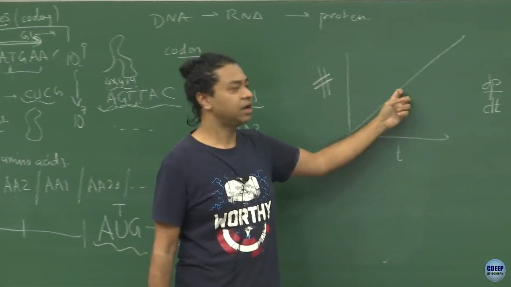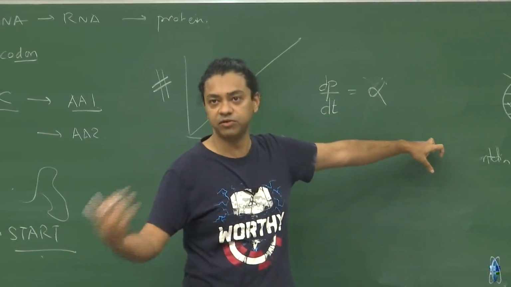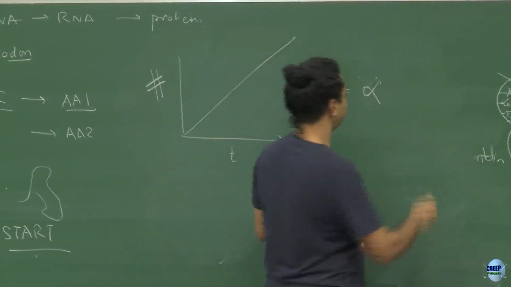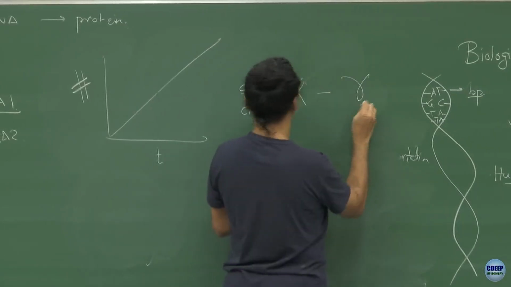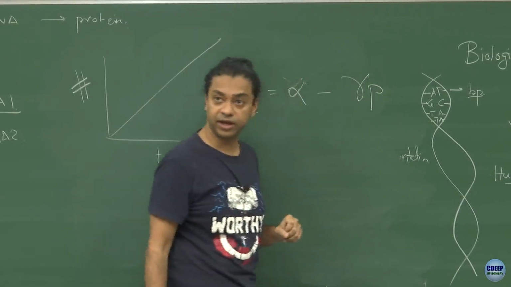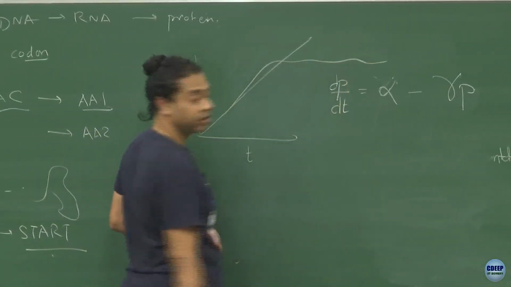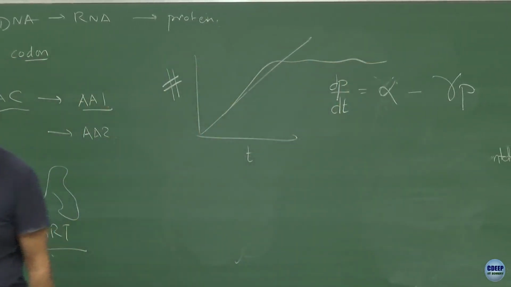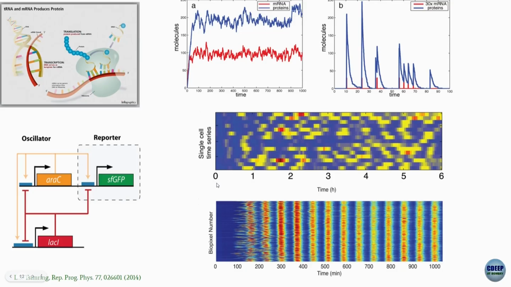I could say that proteins have a finite lifetime, in that after some time these proteins will degrade. So I will have some death process. Something like that, and maybe in the steady state it will go to something like this. And that would be my number of protein molecules as a function of time. That would be nice in some sense.